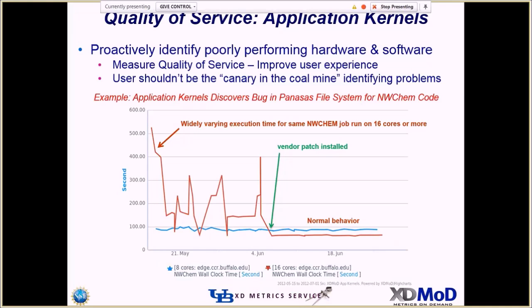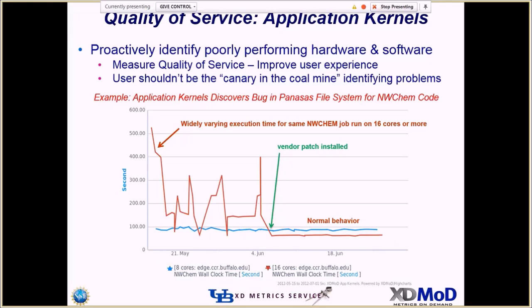So in this case, this particular job is an NWChem. It's running on 8 cores or 8 nodes, I forget which in this example, and then running on 16, running on 32. It runs for a relatively short period of time, 10 minutes or less. And so if it's running the exact same job every single day, the execution time should be the same. And you can look in this for 8 cores, the execution time was flat. It's under 100 seconds from May, June, and July.